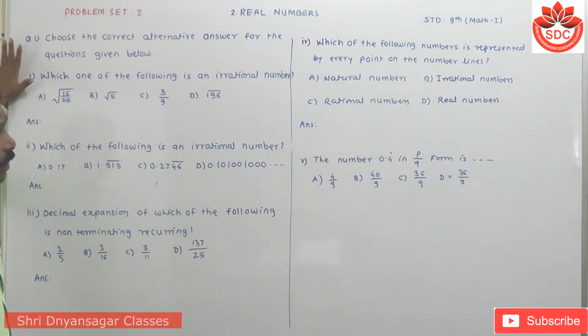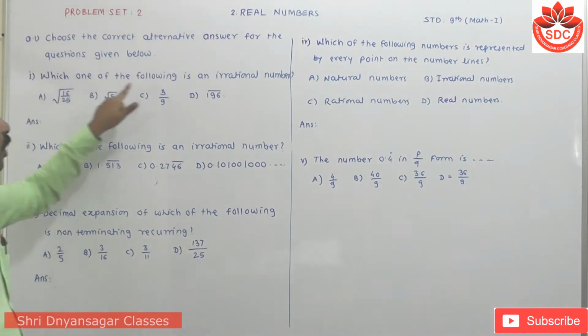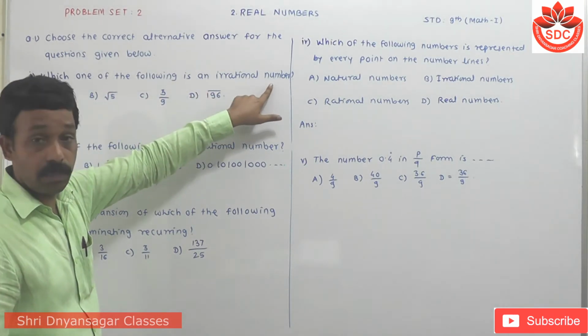Now there are a total of 10 sub-questions. I have taken only 5 here. You have to solve the remaining at home. Now the first one is: which one of the following is an irrational number?